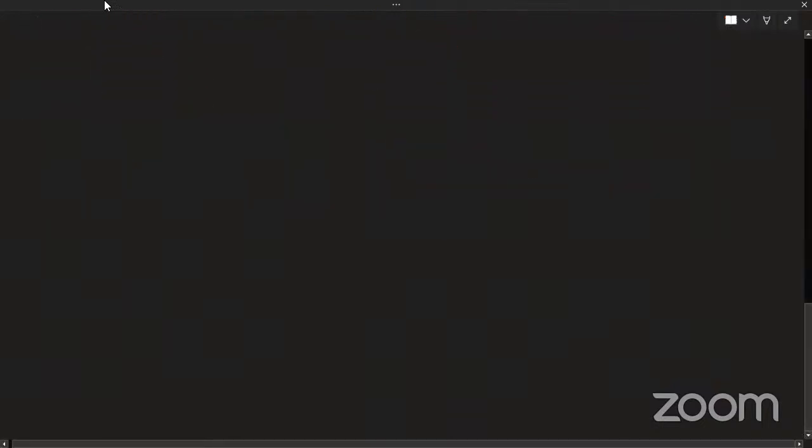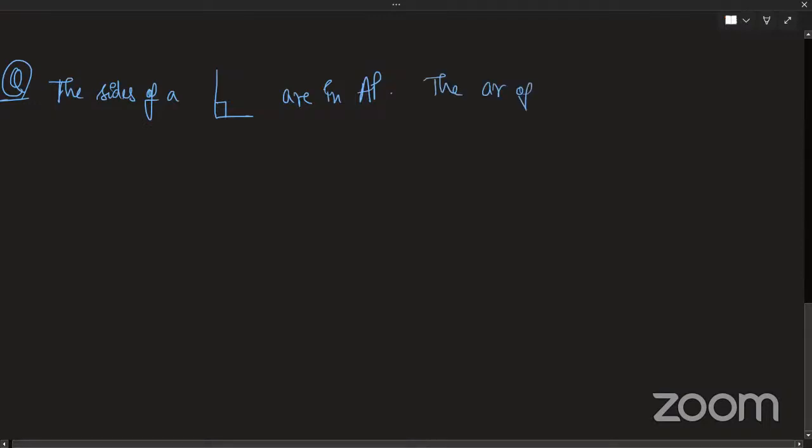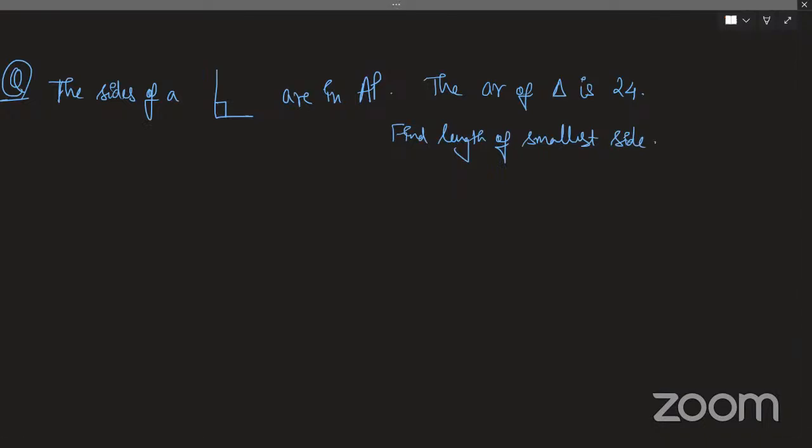Okay. So regarding this, just a very small problem. The sides of a right angle triangle are in arithmetic progression, and the area of the triangle is 24. Find the length of the smallest side. Everyone got the question, right?